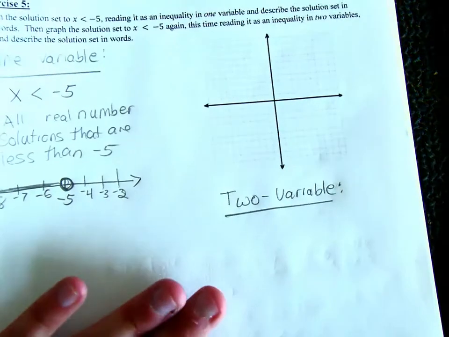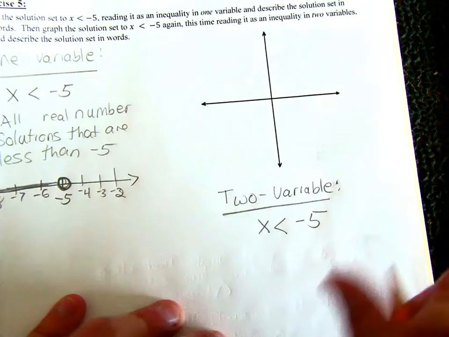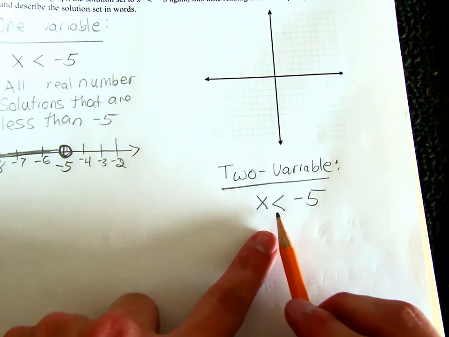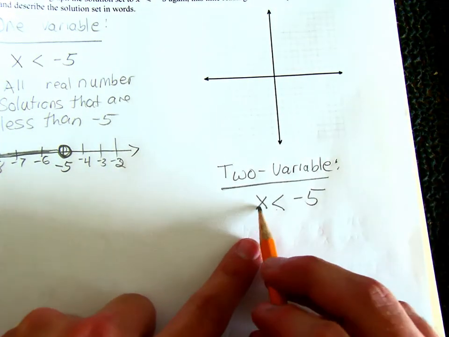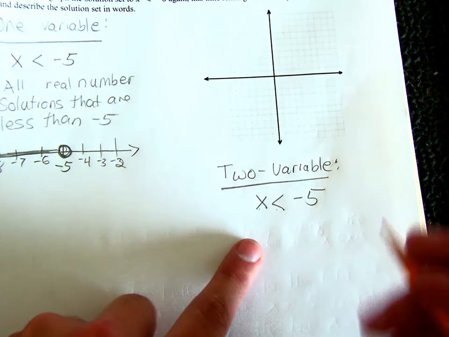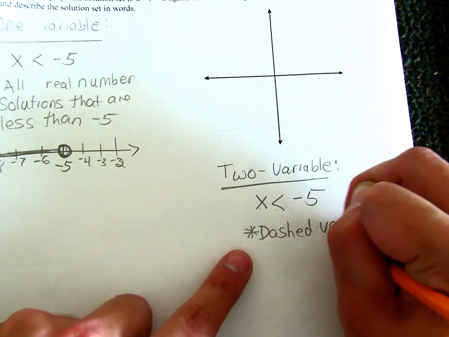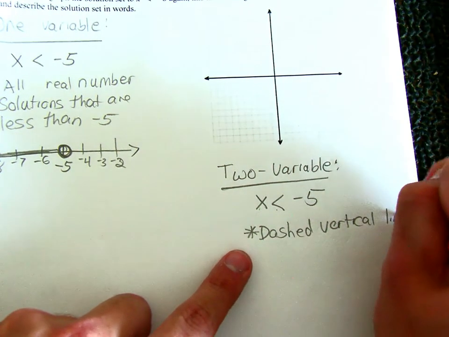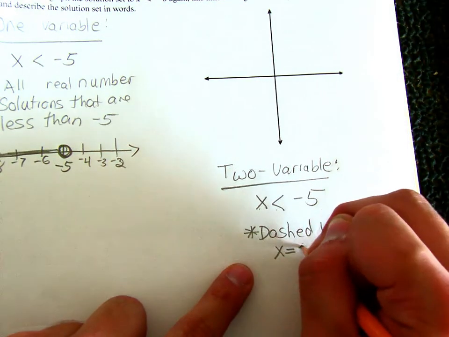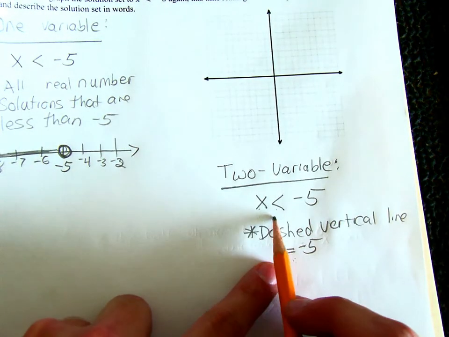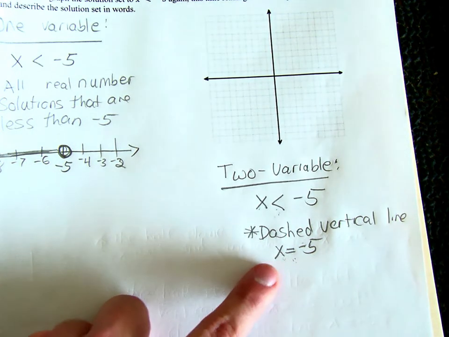So now we're going to have two variables. Let's look at x, again, is less than negative 5. Let's talk about what we just learned today. Since it's less than, we know that we're going to have a dashed line. And since it's x, we know it's going to be a vertical line. So we're going to have a dashed vertical line. We're going to dash the vertical line x is equal to negative 5, because we know that that's not included since we don't have equality up here. So let's go through and do that.